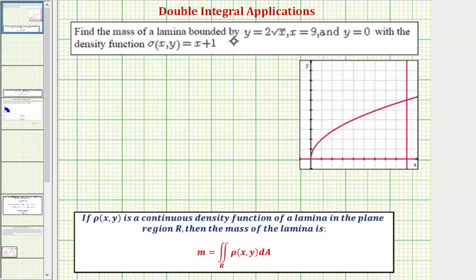We want to find the mass of a lamina bounded by y equals 2 times the square root of x, x equals 9, and y equals 0 with the given density function here. So the lamina would be bounded by these three equations here in the xy plane.